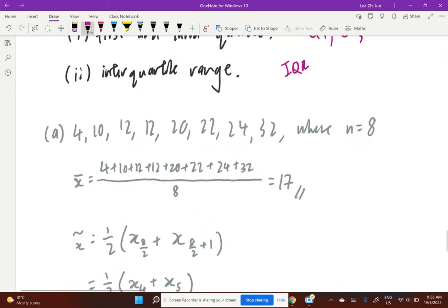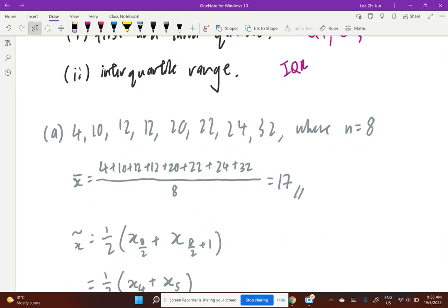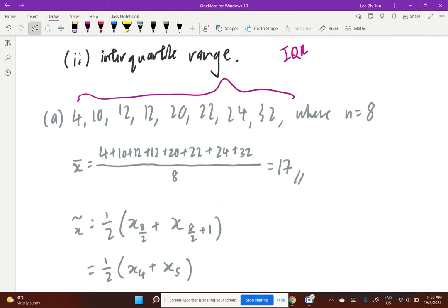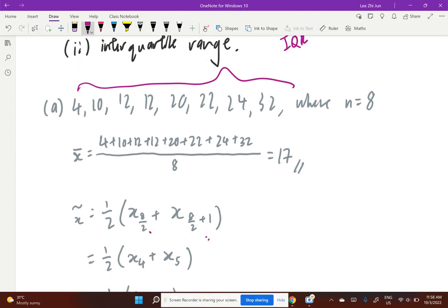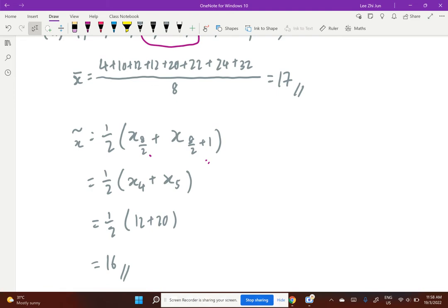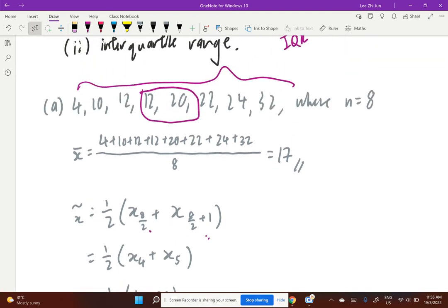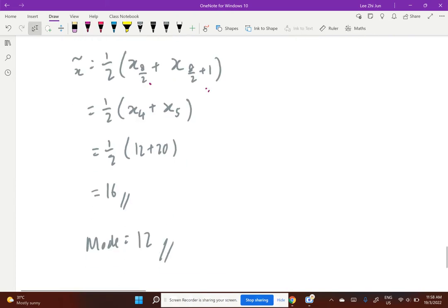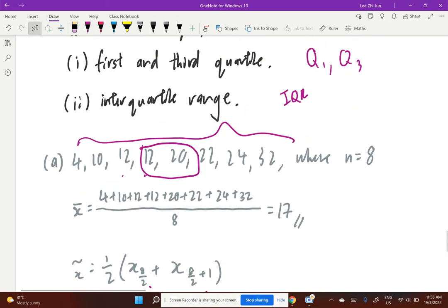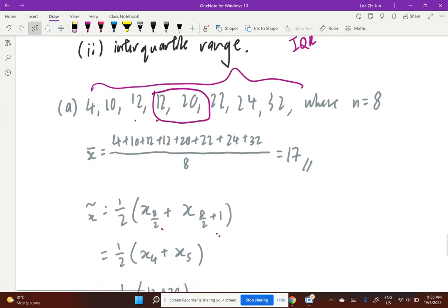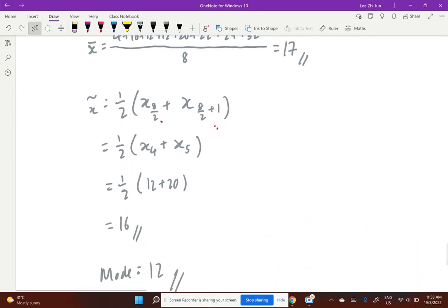Okay, so I arrange it into ascending order. The mean is adding all these 8 numbers divided by 8, so I get 7. The median is of the 8 numbers, so I get this half plus this half. So I need the 4th and 5th, these 2 are the middle ones, and divide it, so I get 16. For the mode, you see 12 occurs 2 times, most times, so the mode will be 12. So from this part, I get 17, 16, and 12.